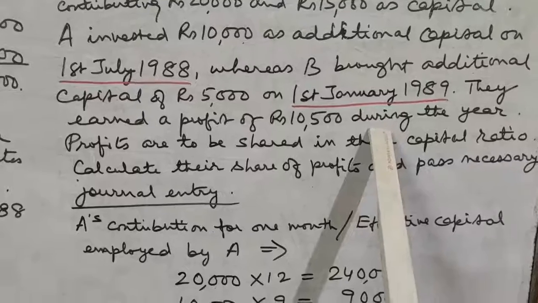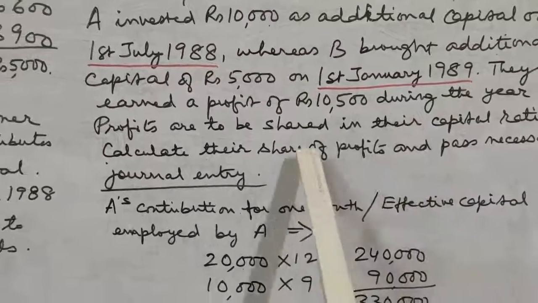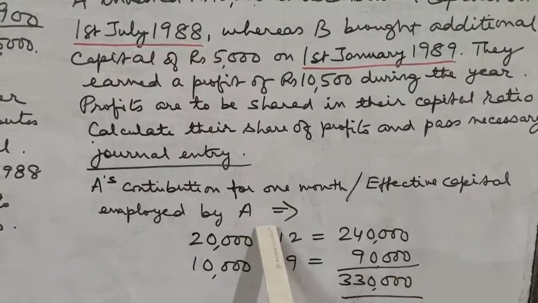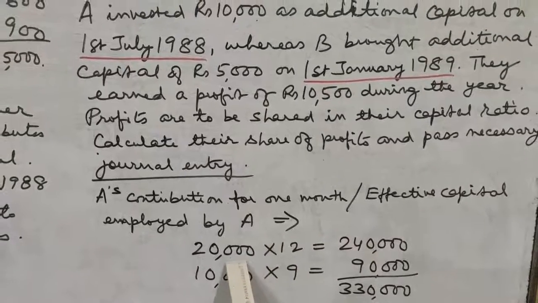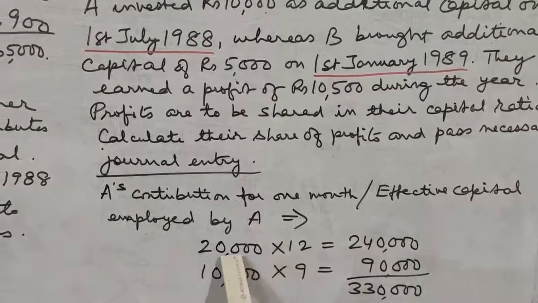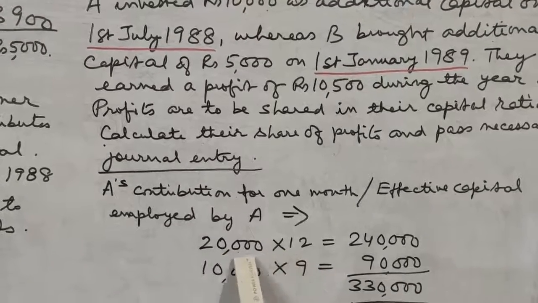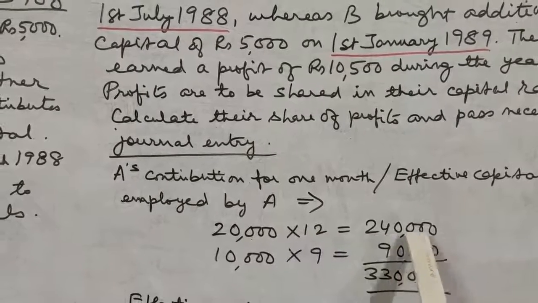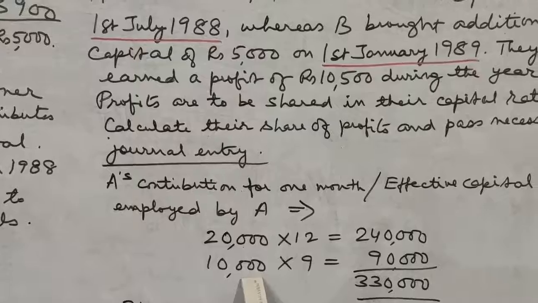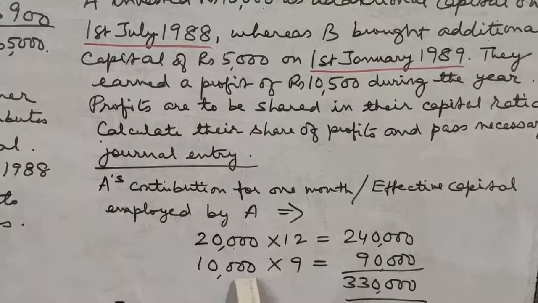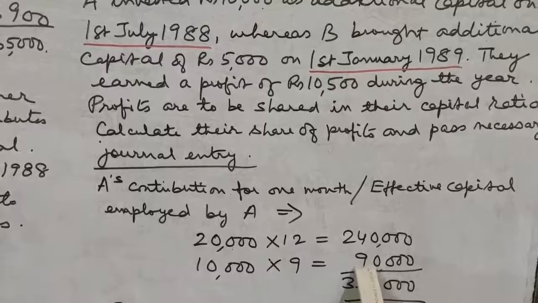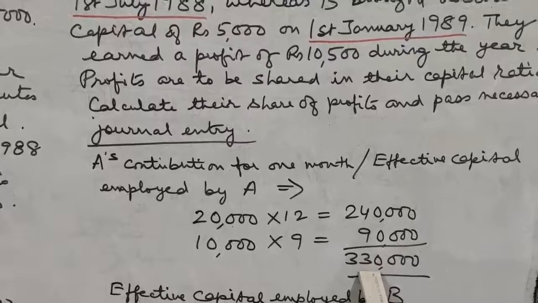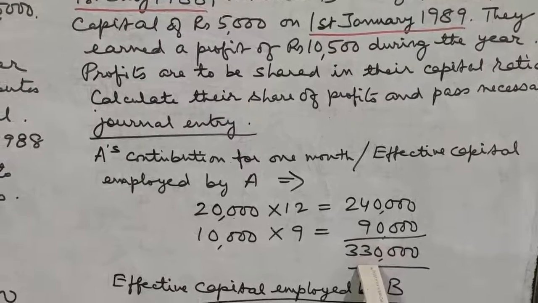What we will do is, we will find out A's contribution for 1 month. This is also known as effective capital employed by A. Now, he had 20,000 rupees for 12 months. So, 20,000 into 12, that comes to 2,40,000. And he puts in 10,000 rupees for 9 months. So, 10,000 into 9, that is 90,000. The sum of them is 3,30,000. So, A's effective capital employed will be 3,30,000.